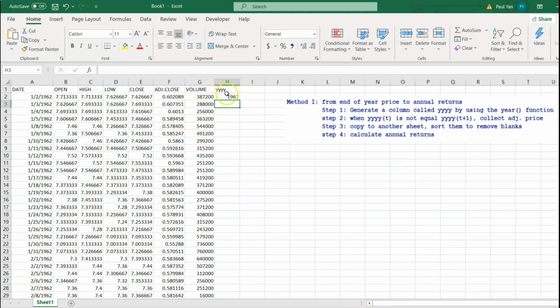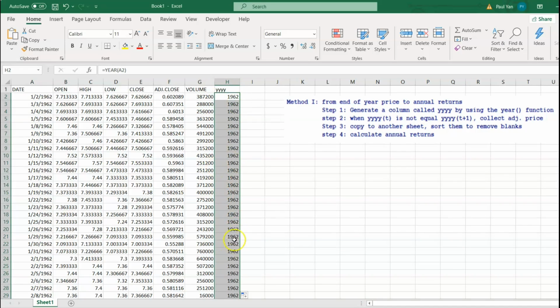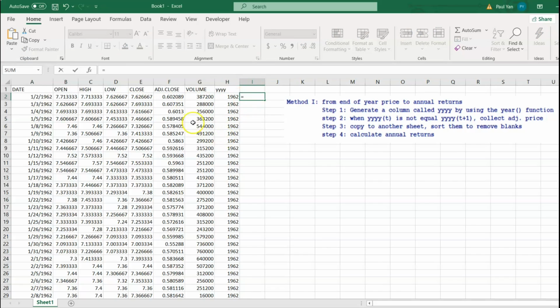And then we double click, and then we got all these values. Okay, and for the first one, we use adjusted closing, so we get this value. So let's call this one ADJ2, adjusted price 2.